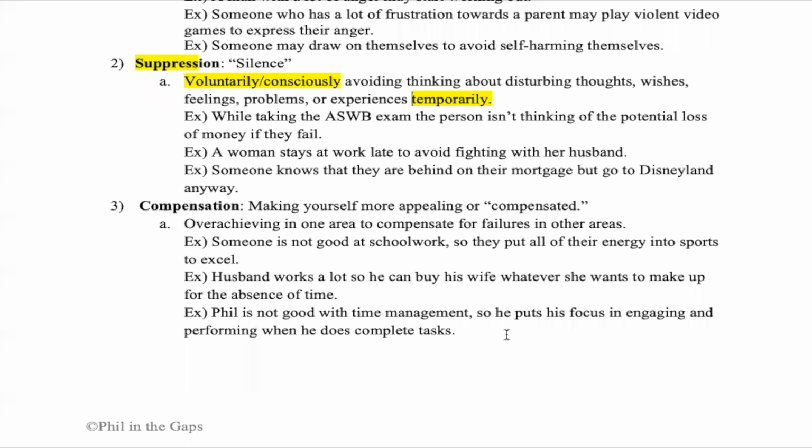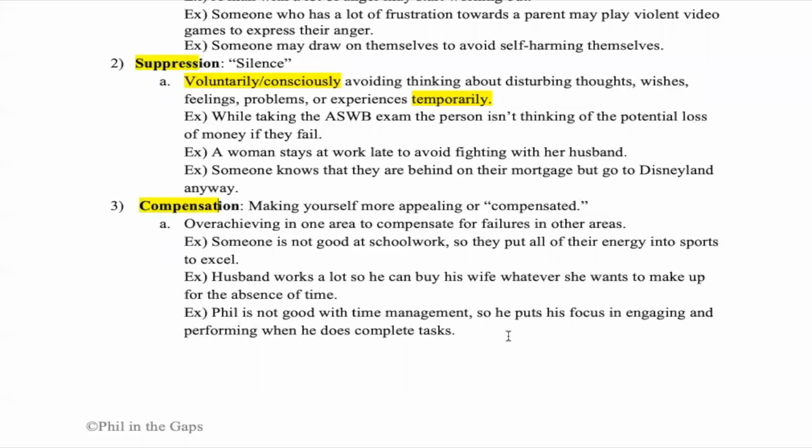The next defense mechanism up to bat is going to be compensation. So key emphasis on compensate, because this is where somebody is going to compensate themselves or somebody else in order to make themselves look more favorable while lacking in another area of their life. Stated a different way, it's making yourself more appealing or compensated in one area in order to avoid exploiting the failures that you are experiencing. So, it's overachieving in one area to compensate for failures in other areas.